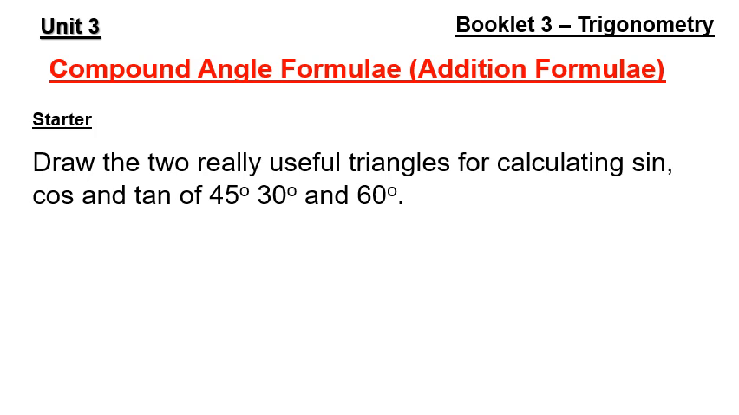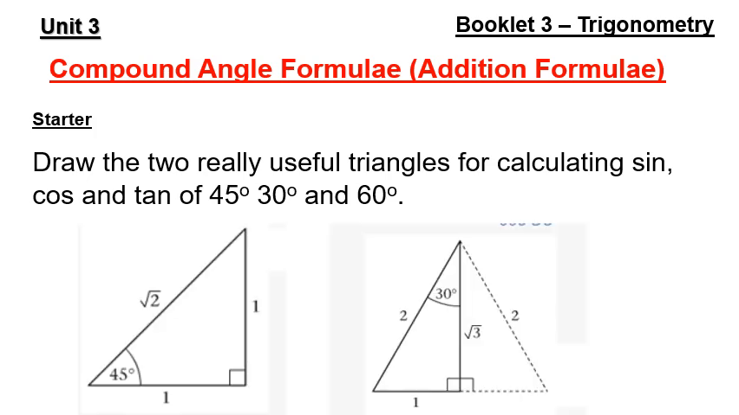So I'm now going to reveal the answers. Here they are. These are the two triangles. One of them is isosceles, the one on the left, so two of the angles are the same size. And the one on the right hand side has the 30 and the 60 on.